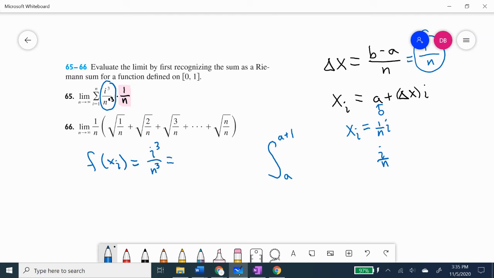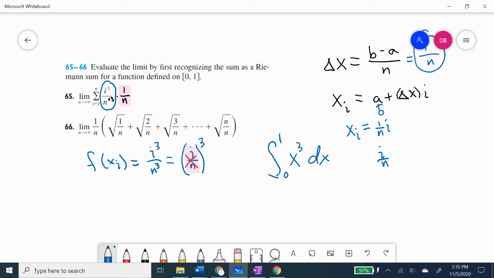So if I play with it a little bit, I will notice that this is the same thing as I over n to the power of 3. Replace that I over n with an x, and you get that the function is x cubed, and put a dx on the end. And if I did choose a to be 0, then it's from 0 to 1. And that is my definite integral. That will be the same thing as the limit for number 65.